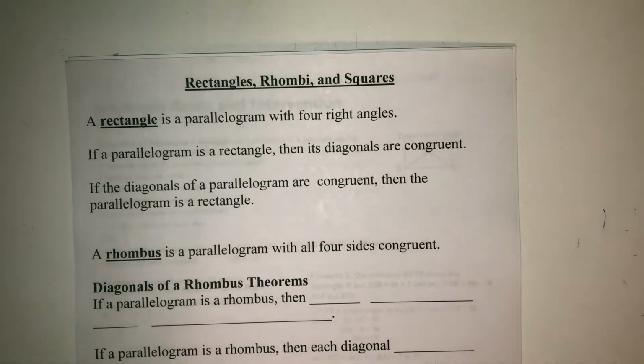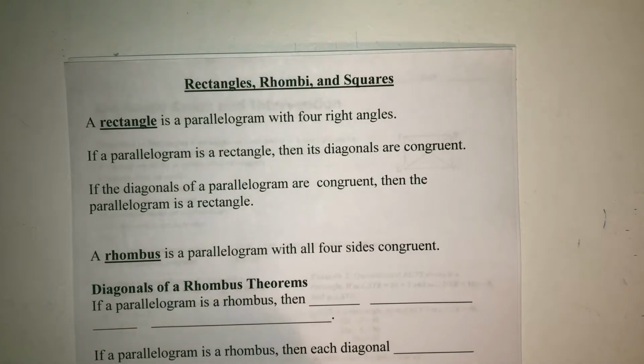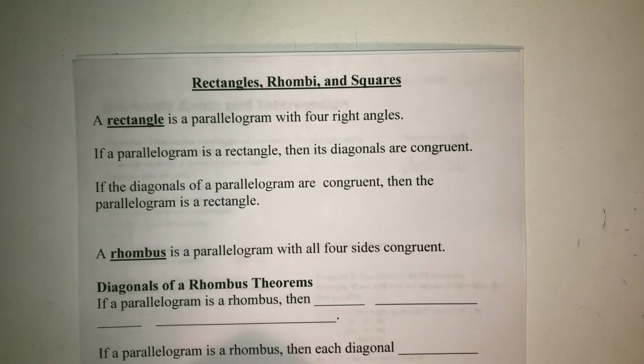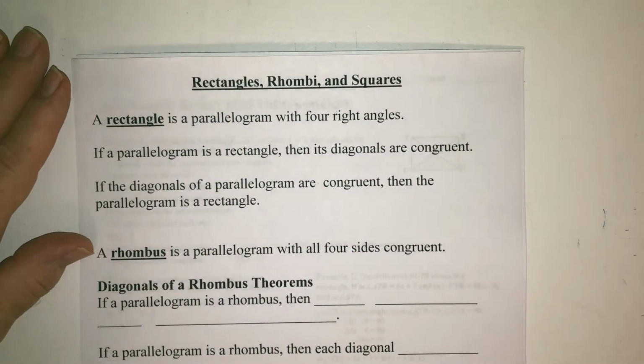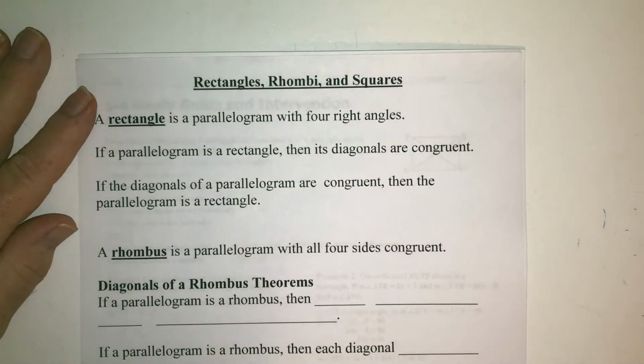First of all, a rectangle is a parallelogram with four right angles. If a parallelogram is a rectangle, then its diagonals are congruent. If the diagonals of a parallelogram are congruent, then the parallelogram is a rectangle. And a rhombus is a parallelogram with four sides congruent.